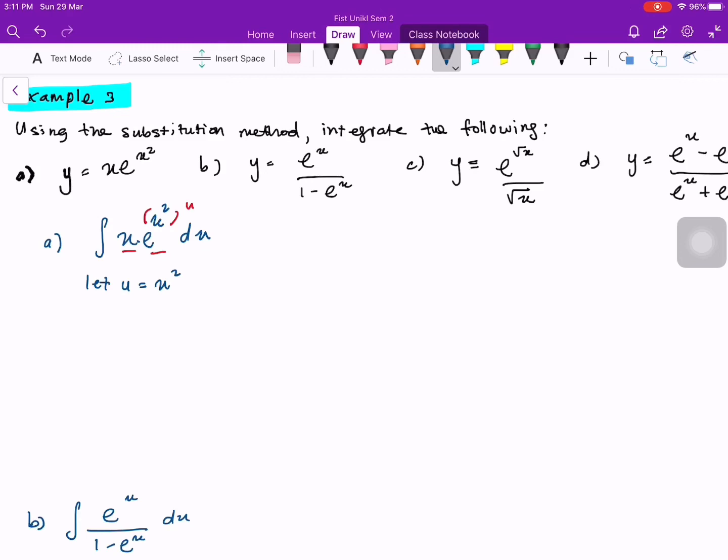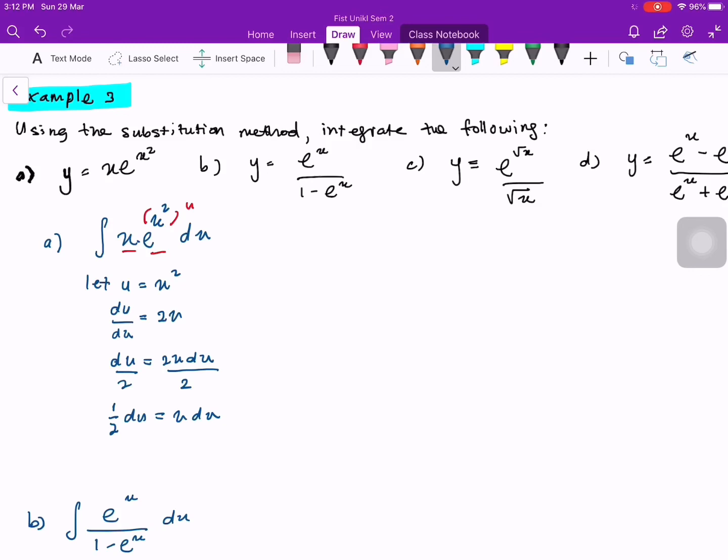Okay, then we differentiate u with respect to x, we will get 2x. Okay, 2x, and then cross multiply, kita akan dapat du is equals to 2x dx. Then we are going to divide by 2 for both sides. Then we are going to have half du is equals to x dx.